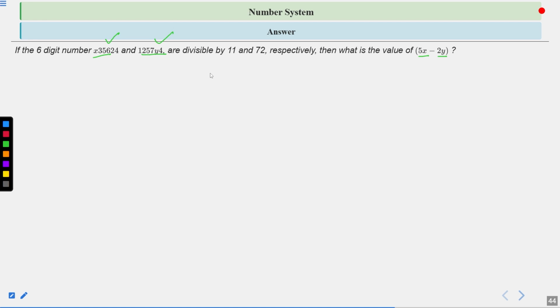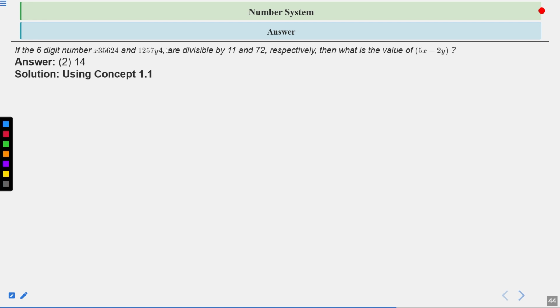The rule of 8 says that if the last 3 digits are divisible by 8, then the given number is divisible by 8. And the divisibility rule of 9 says that if the sum of the digits of the given number is divisible by 9, then the number is divisible by 9. Just applying these, we can get the values of x and y. So the correct answer of this question is second, which is 14.